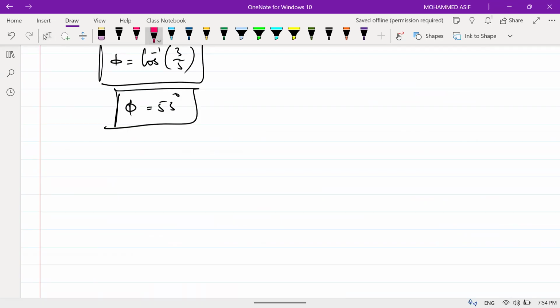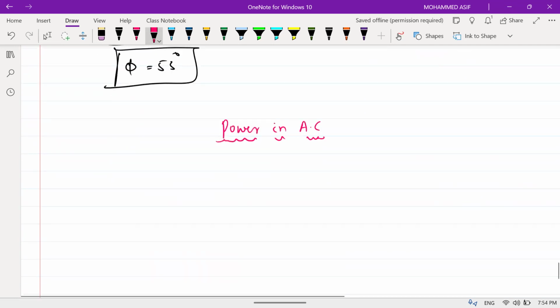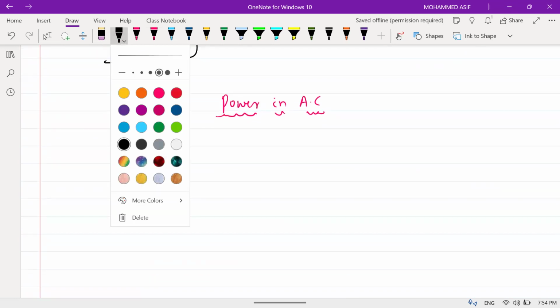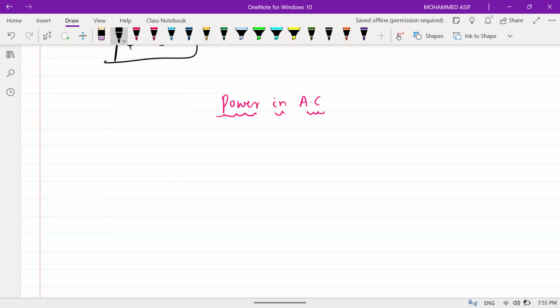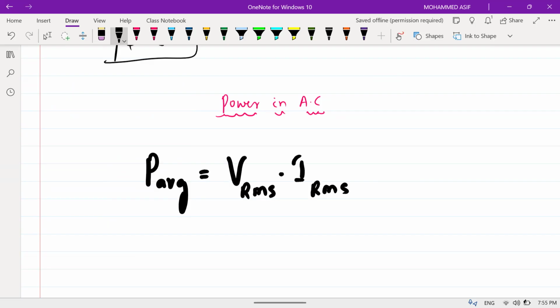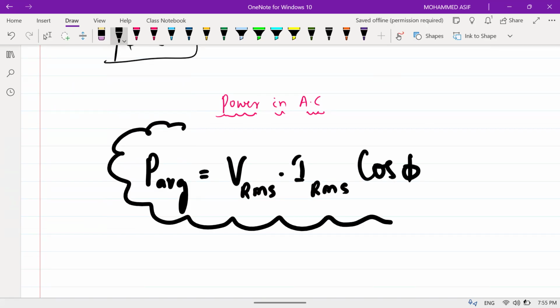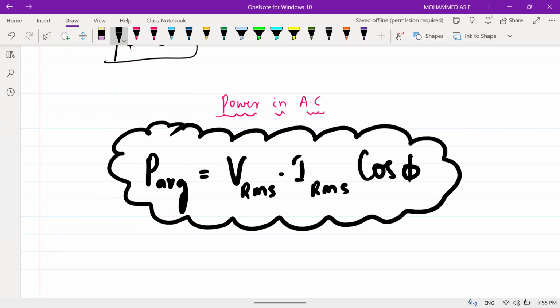Sure. Next one is about power in AC circuits. Power in your AC circuit. You need to remember this formula, whichever power formula. I'll make it a little bit larger. Power formula, beta: P average is equal to VRMS multiplied by IRMS multiplied by cos phi. So this is the formula for your power. P is equal to VI cos phi.